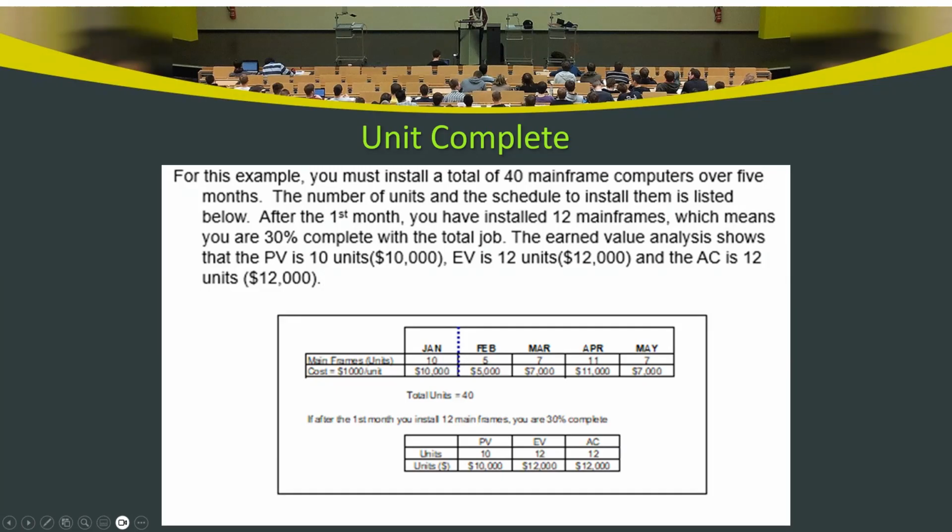Now actual cost. Because cost per unit is 1,000 and you have actually installed 12 computers, 12 times 1,000 is $12,000. So actual cost is 12,000, and earned value is also 12,000. Planned value is 10 units, and 10 times 1,000 is $10,000.